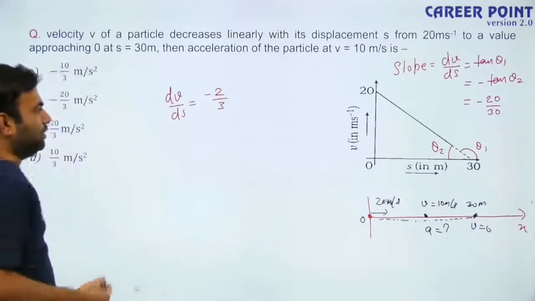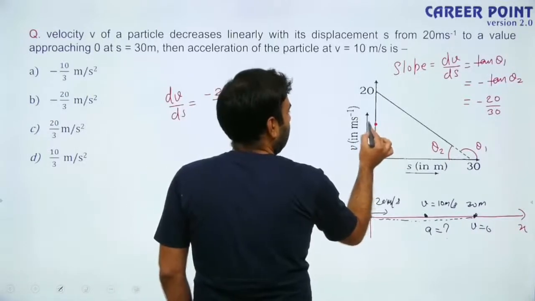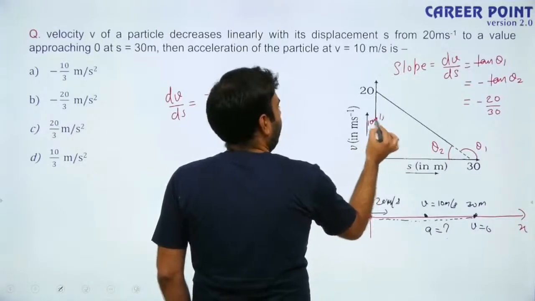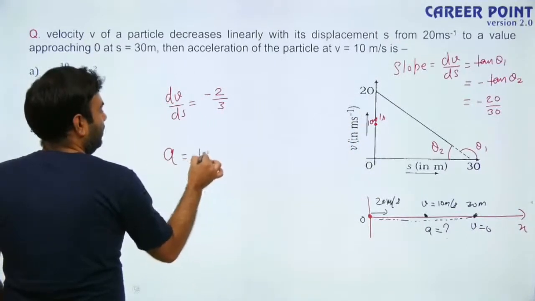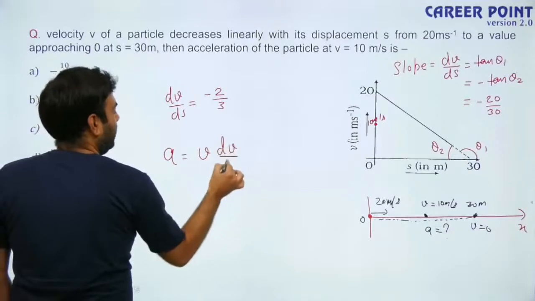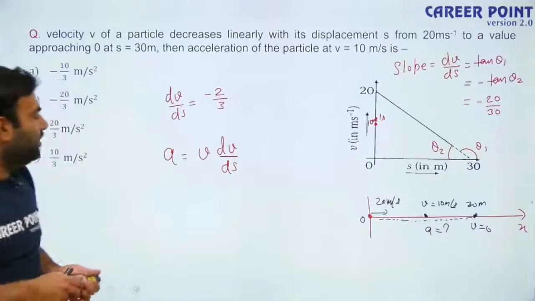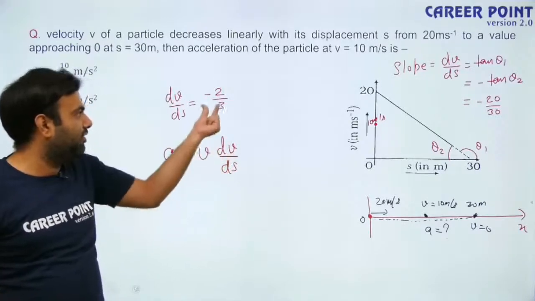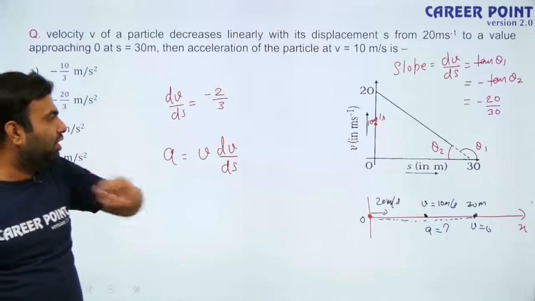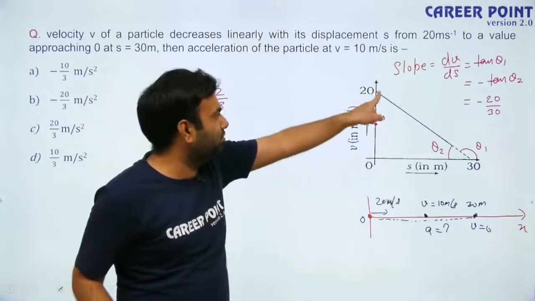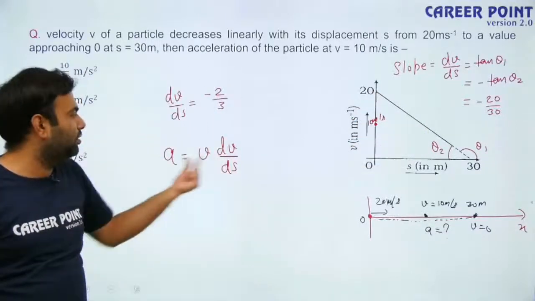And it is asking for the acceleration when the velocity is 10 meter per second. So acceleration, we know, is v multiplied by dv by ds. That means velocity multiplied by the rate of change of velocity with respect to displacement. We have calculated the rate of change of velocity with respect to displacement, and as you can see, acceleration is dependent on velocity. Initially the acceleration is maximum because velocity is maximum. As velocity is decreasing, the acceleration is also decreasing.